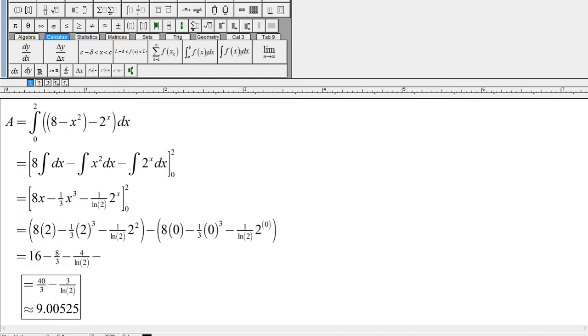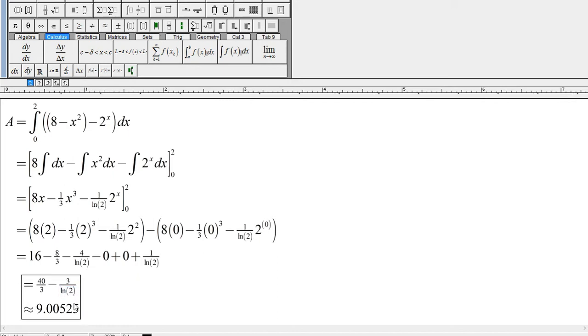Minus 0 plus 0 more, plus this minus here, and this minus makes plus. 2 to the 0 is 1 and this is 1 over log 2. Okay, so 1 over log 2 minus 4 over log 2 is negative 3 over log 2. Zeros go away. 16 is 16 times 3 over 3. That's 48 over 3 minus 8 over 3 is 40 over 3.